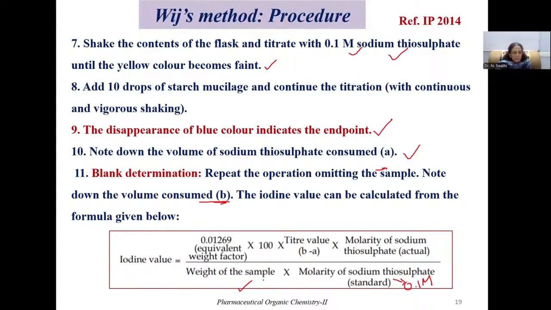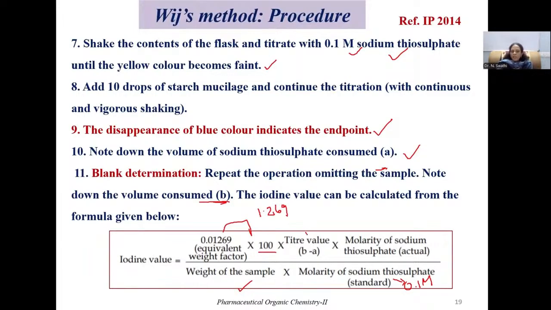Weight of the sample will be present in the monograph specifications. As per monograph specifications, we will be weighing the sample, so the same value comes here. This 0.01269 is the equivalent weight factor with respect to 1 gram of fat or oil. Because as per the iodine value definition, it should be calculated for 100 grams, it should be multiplied with 100. In some literature, this whole term is given as 1.269 also. In that case, you need not multiply it again with 100, because when you multiply this value with 100, you get 1.269 directly.